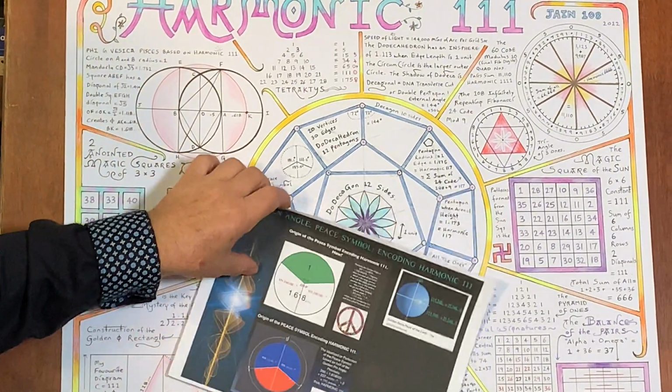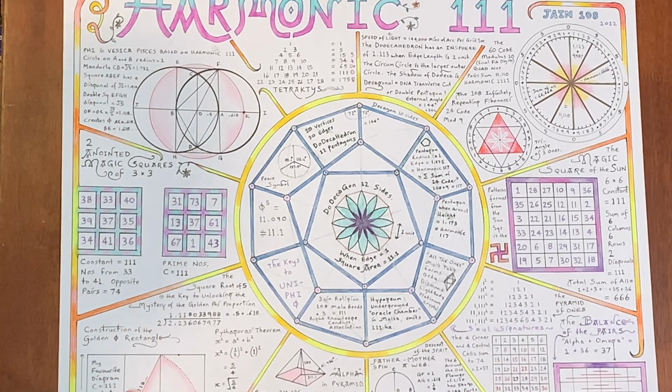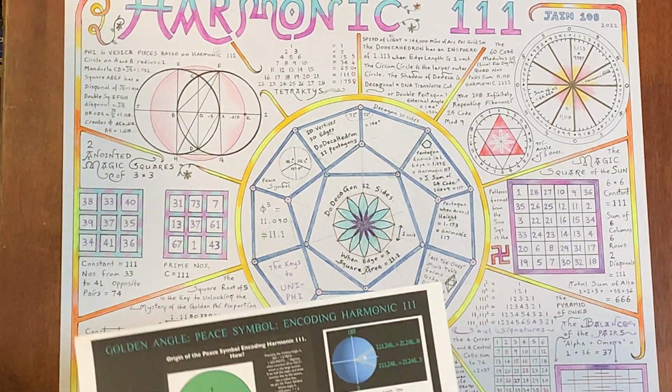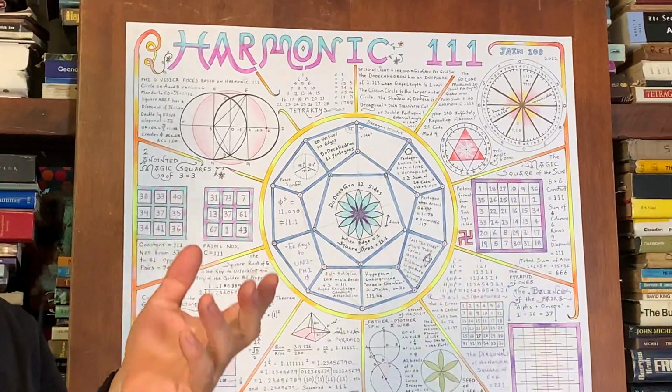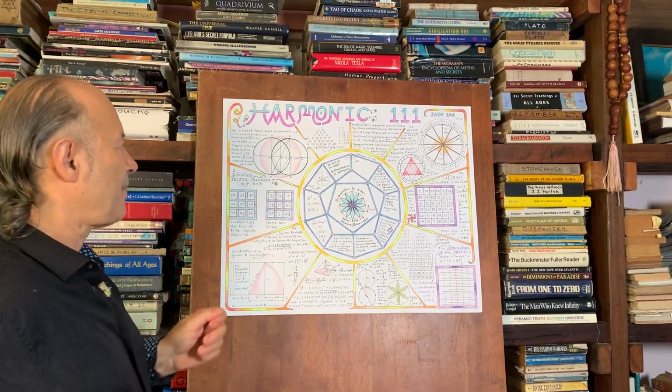So it's not a great revelation, it's just to show that even if we look at angles based on 360 degrees, that number 111 degrees appears.